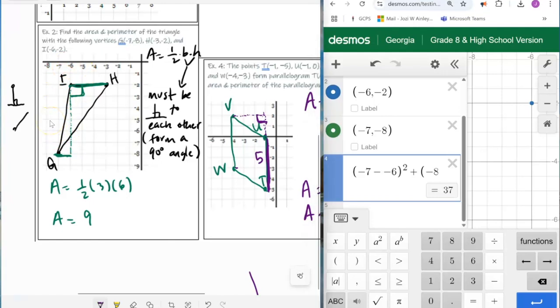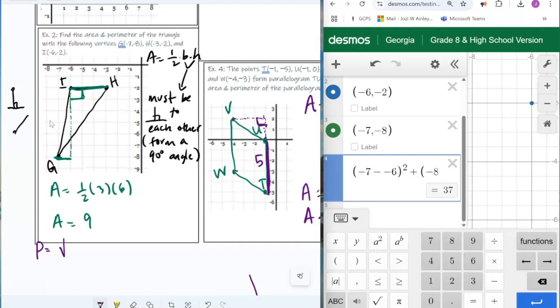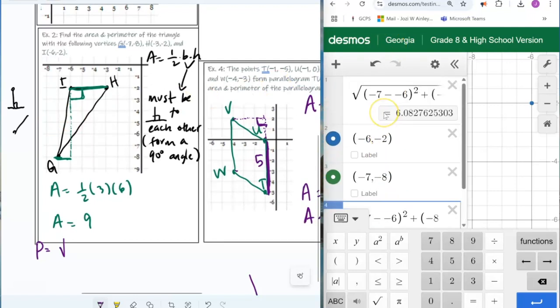So I'm going to say perimeter is equal to, now I'm going to put my work here because, you know, I have to see your work, right? So I'm going to put my work here, which was -7 minus -6 squared plus -8 minus -2 squared. All right, so square root of that, that's giving me GI.